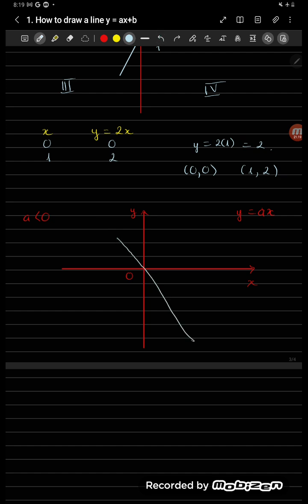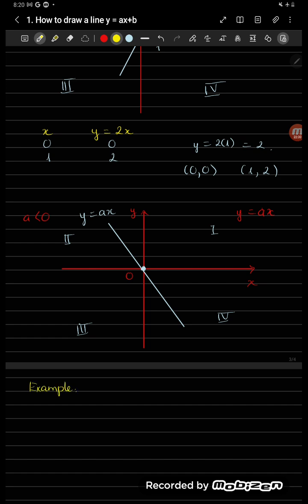Okay, so the line will be like this. Let's say it is like this. So here we have the equation y equal to ax, where a is smaller than 0. So it will lay down in the second quadrant and the fourth quadrant. Okay, and we'll go over an example, then it's easier.